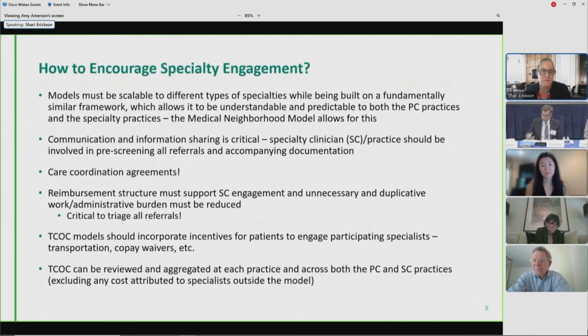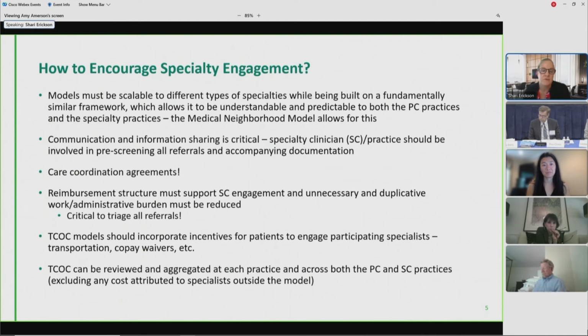Next slide, please. So how do we encourage specialty engagement? There are a number of models that were spoken about earlier where we've had primary care clinicians involved in them. It's been a little bit more challenging, I think, to engage specialty care clinicians in a number of models. One of the issues is that these models really haven't been scalable to different types of specialties, and that's something that we've proposed through our medical neighborhood model could occur, something that could be scalable, but also built on a fundamentally similar framework. This allows it to be understandable, predictable, et cetera, to the primary care and specialty practices.